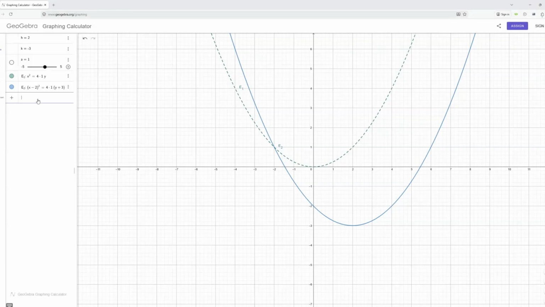So let's look at our points. Our vertex for the translated parabola is at the point hk. The focus for the translated parabola is at the point h, k plus a, and the directrix for the translated parabola is the line y is equal to k minus a.